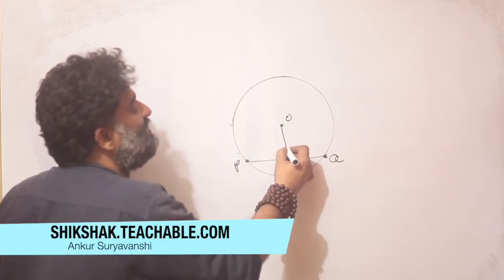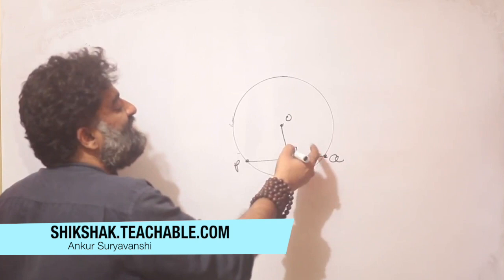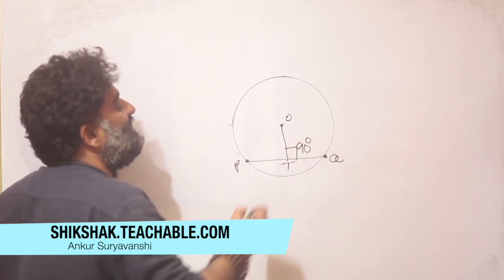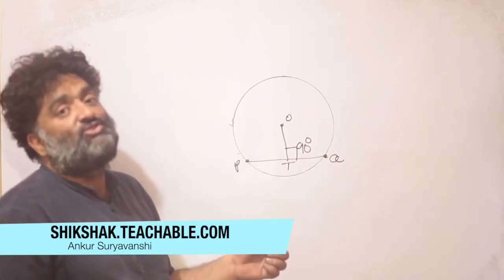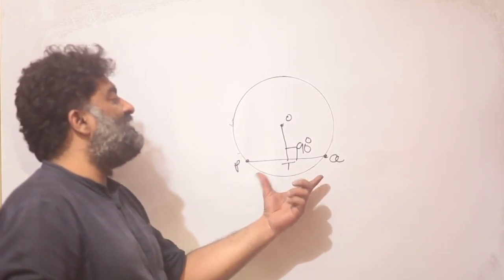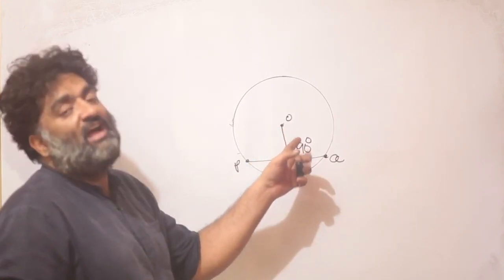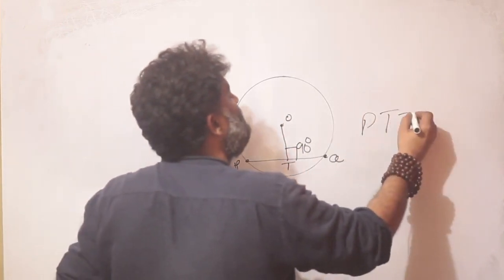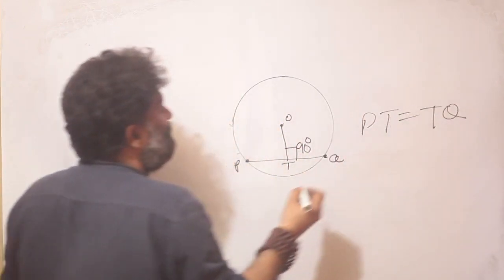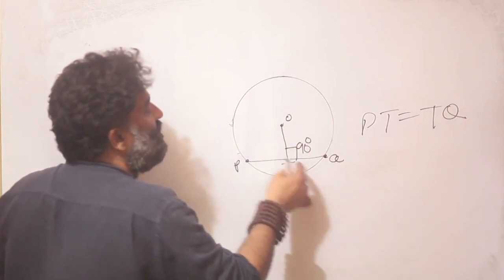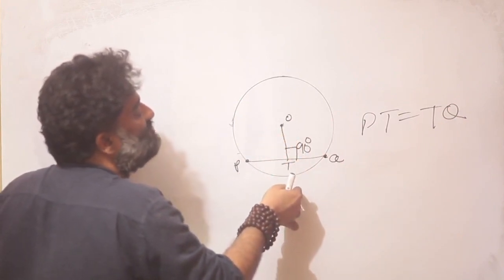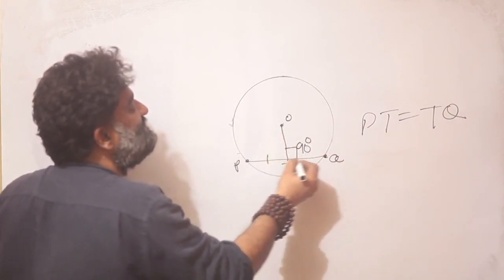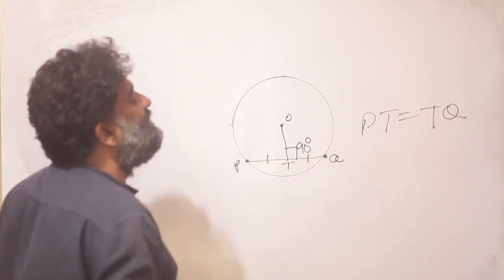OT is perpendicular to chord PQ. That means this angle created is 90 degrees. So if this is the story given to us that there is a chord PQ and from the center I drop a perpendicular, prove that PT is equal to TQ. Or in language form, prove that the perpendicular is also a bisector. That means these two segments are going to be equal to each other.